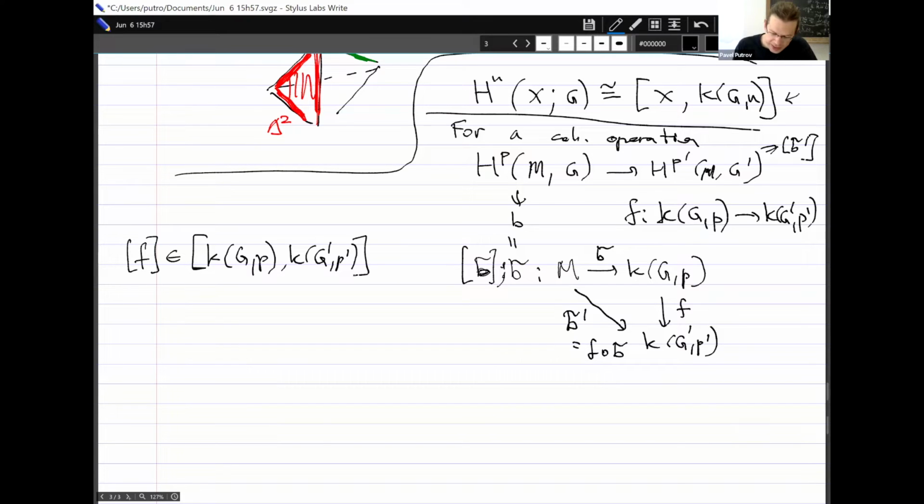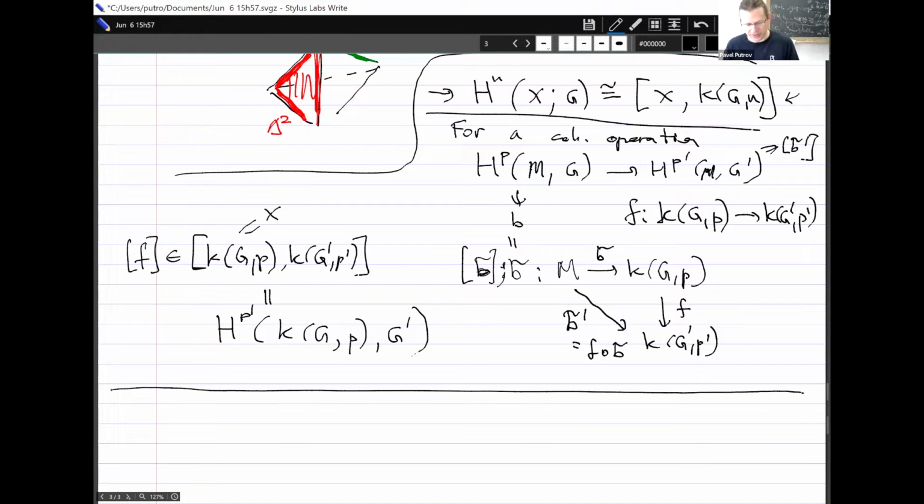And now we use again this relation between homotopy classes and cohomology classes, and this is H P prime of KGP. So we basically use this as our X, H of KGP with coefficients in G. So that's a brief reminder of how this correspondence works.